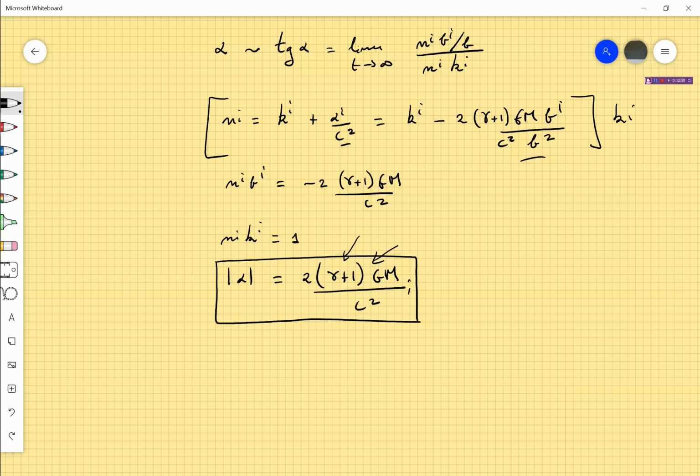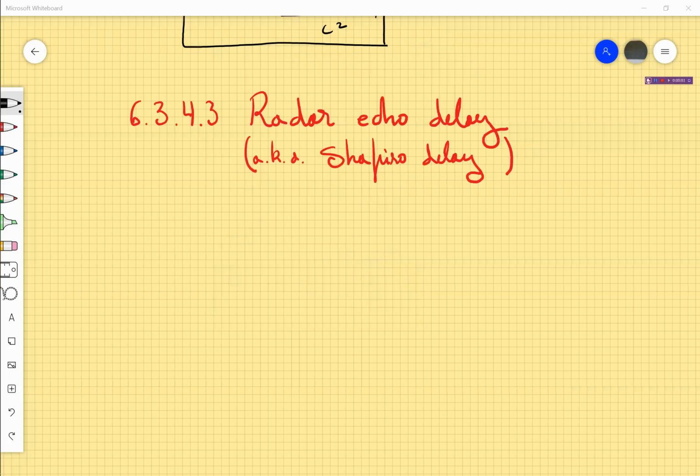A much better determination of gamma is obtained by the next experiment that we are going to study, which is that of the radar echo delay or the Shapiro delay, especially if instead of doing the original experiment by Shapiro, you do the experiment that was carried out using the Cassini spacecraft instead of Venus, as it was in the original Shapiro experiment. So this is what we are going to do next. The radar echo delay, also known as Shapiro delay, is a longitudinal effect.